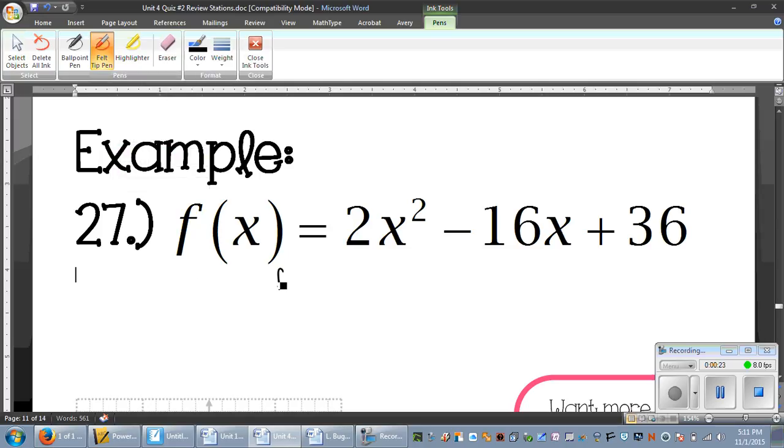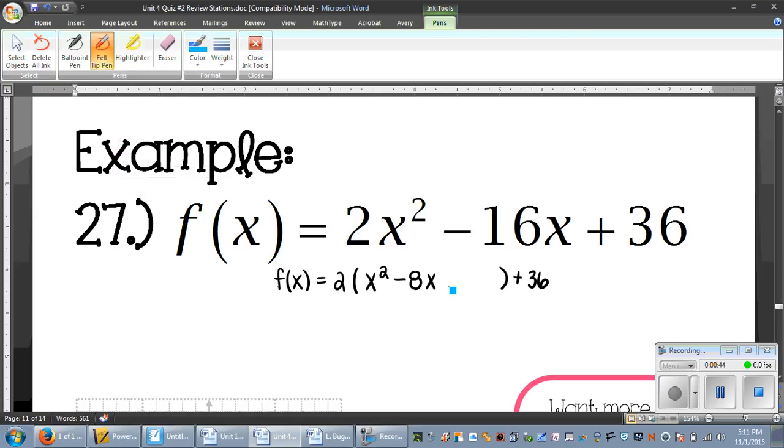So the first thing that we want to do is factor the leading coefficient out of the quadratic term and the linear term, but not out of the constant. And the first mistake that students make is they try to factor a 2 out of the 36, but the 36 is not inside of the parentheses.